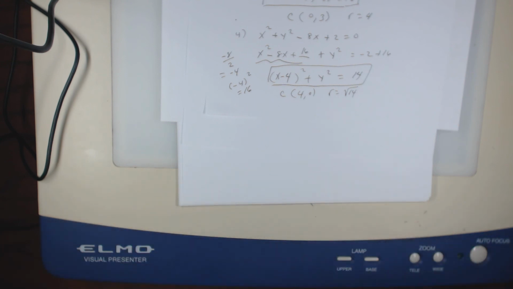Okay. All right. So that's it. That's completing the square for circles. So I think you should now be able to do those worksheets from section 2.8. Not difficult. Just practice. Okay.